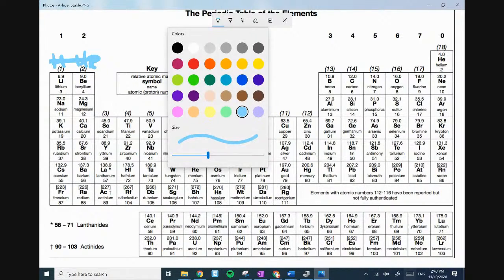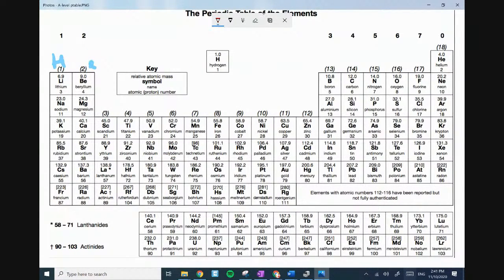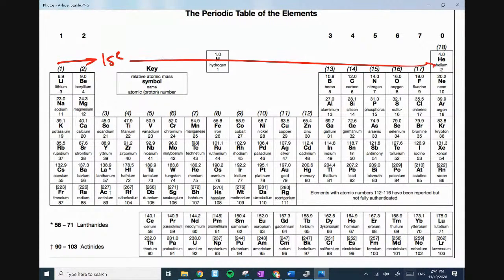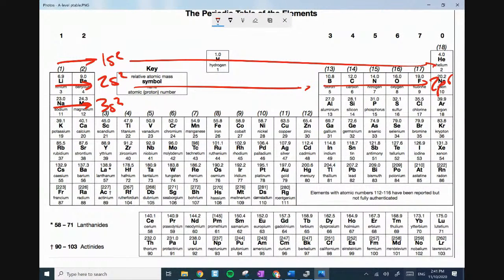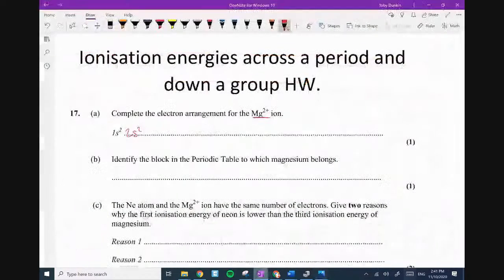I'm going to make it red, and then shrink down my pen. So I've got 1s2 for hydrogen and helium. That's 1s2. Skip through, and then back to the beginning. There goes 2s2. Skip over, then 2p6. And then magnesium would be 3s2. That would be magnesium as in magnesium metal. However, this is asking for magnesium 2+, so 2p6, and we're done, finished.